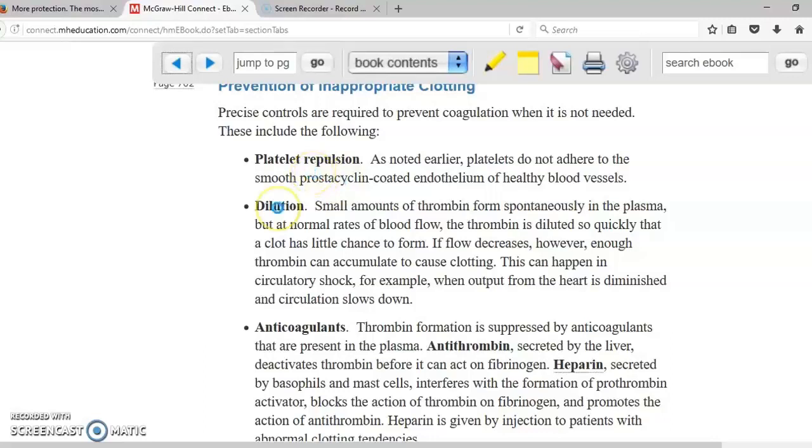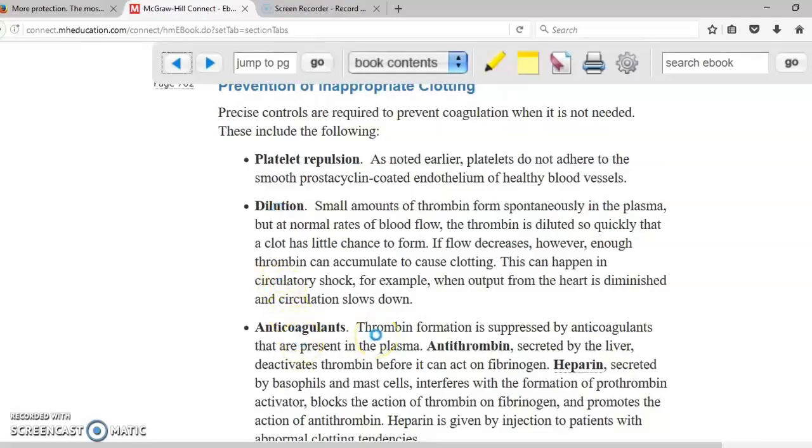Dilution. If we talk about the intrinsic mechanism, that means that you can create thrombin because you don't need the blood vessel to get damaged. So in normal circumstances in your body, a certain amount of thrombin gets produced, but we have so much blood and the blood flows so fast that it doesn't allow the thrombin to actually create very big blood clots.